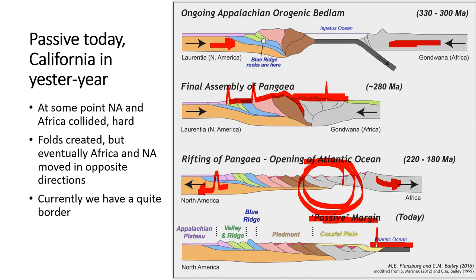With the plates having moved away from each other, Maryland now is a very nice place to live for a variety of reasons, not least of which because it's nice and quiet. We don't have the activity of earthquakes and volcanoes, and we're not likely to get them. All right.